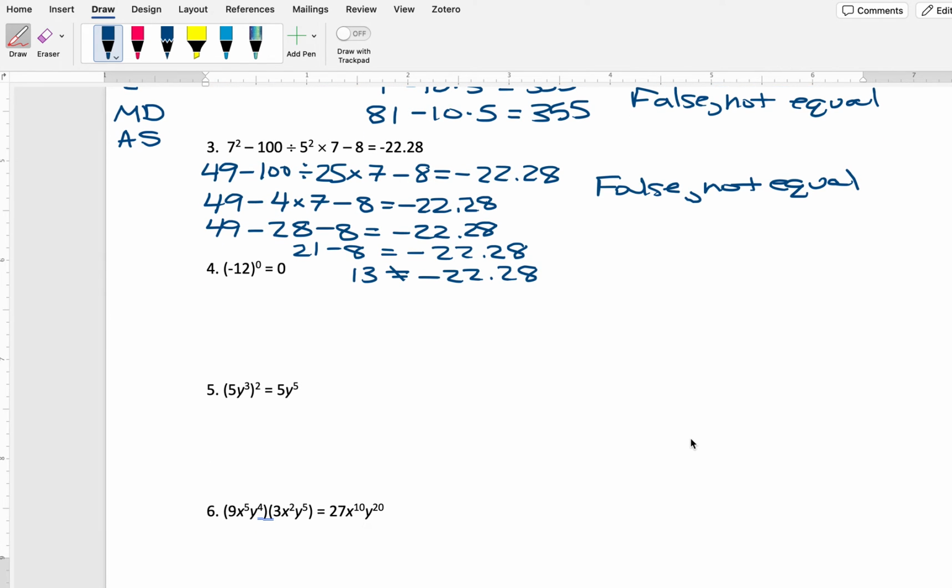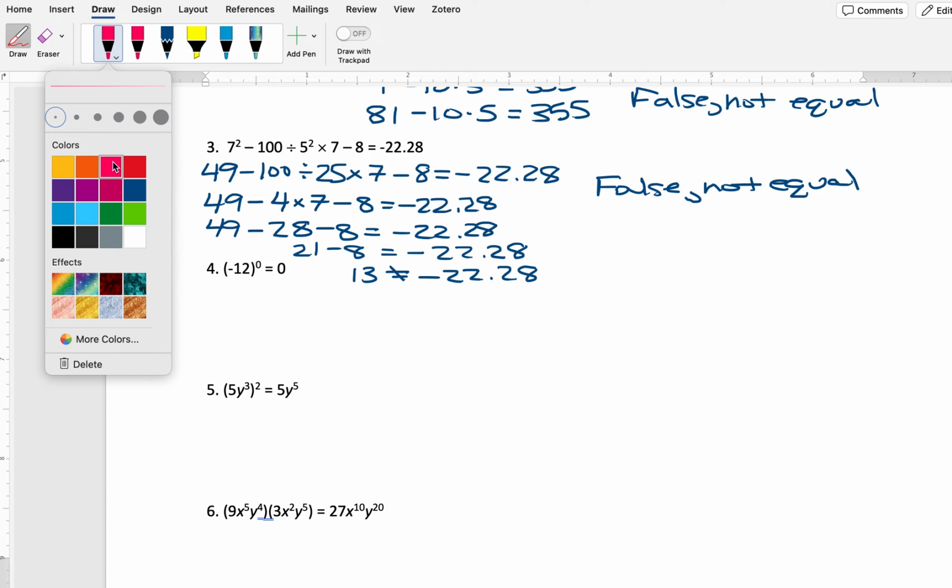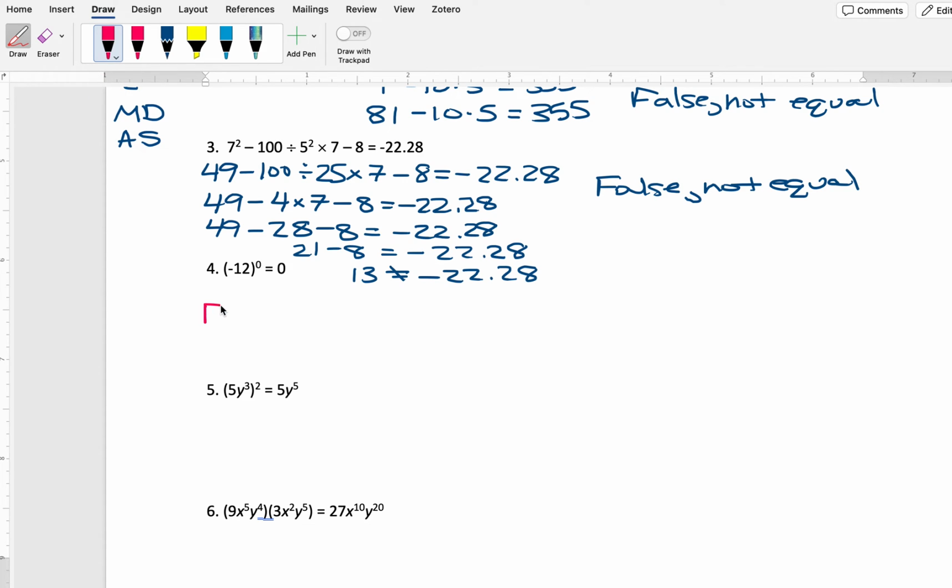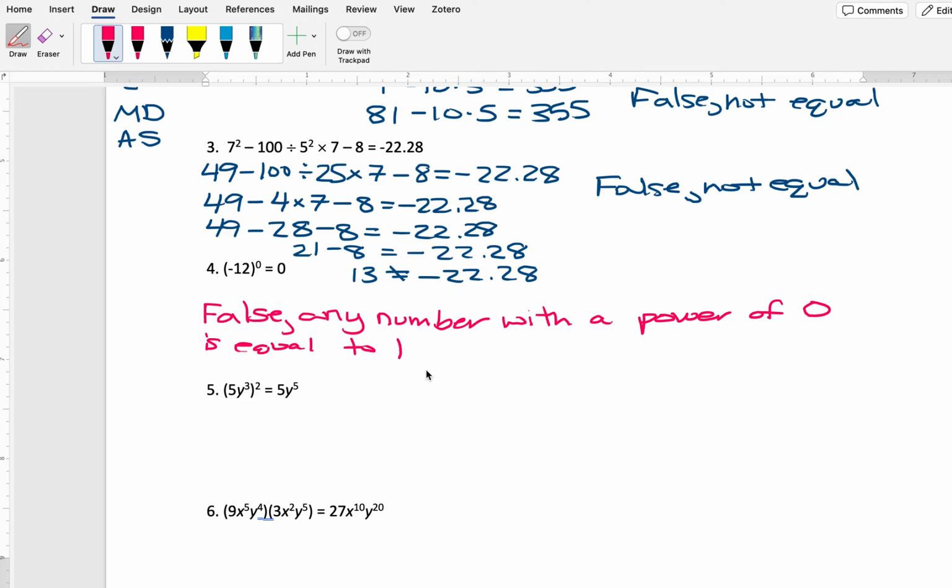All right, looking at number 4 here, I'm going to switch colors because now we're working on an exponents problem, and also I don't want to get confused with what I have written up above. Negative 12 to the 0 power equals 0. This is false. There's not a whole lot to calculate, but what you need to remember, or you can just punch this into a calculator, any number with a power of 0 is equal to 1. Not 0.